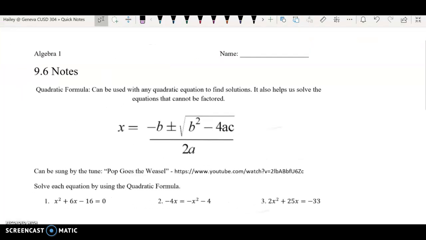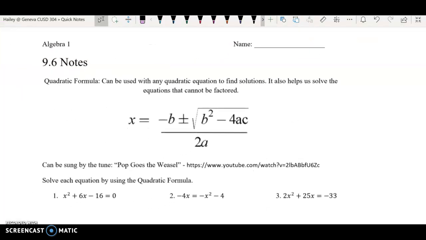Alright, so today we are going to talk about the quadratic formula. The quadratic formula is the last way to solve quadratic equations and find the solutions. It definitely helps when it's one of those ugly questions and when we start getting into imaginary numbers, which we don't talk about in Algebra 1, but it helps us solve when you can't factor it and things like that.